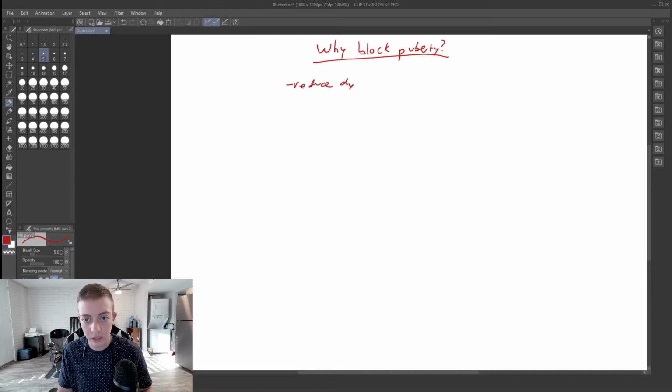reduce dysphoria. Obviously, because one of the main goals of any treatment for transgender people is to reduce gender dysphoria. And a lot of times in puberty, you're getting that surge of estrogen, progesterone, and testosterone. And of course, that might lead to a worsened dysphoria in puberty. And so by blocking puberty, we can alleviate a lot of this dysphoria that comes with pubertal development.